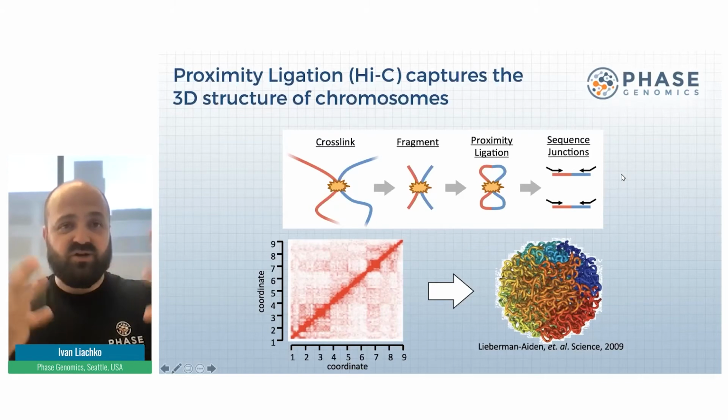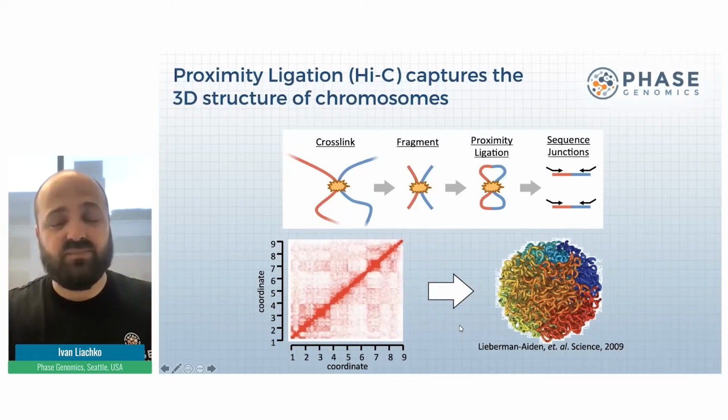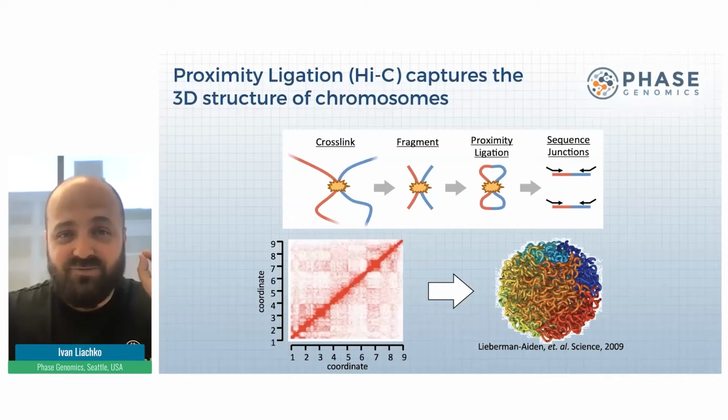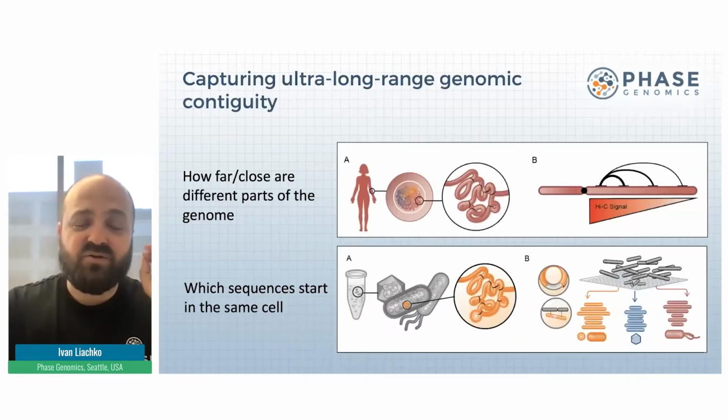And so you can generate these giant matrices of interactome data, and you can extrapolate that data into 3D models of the genome. And that was the original intent of the technology. But you get really useful information that the authors, I think, didn't originally intend. And there are two things that proximity ligation gives you.